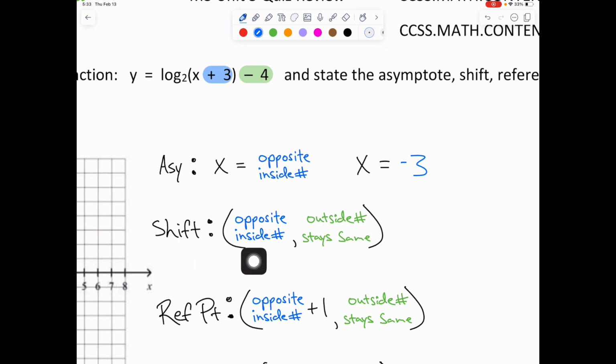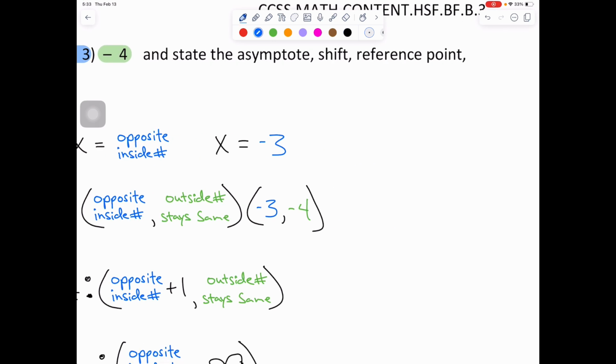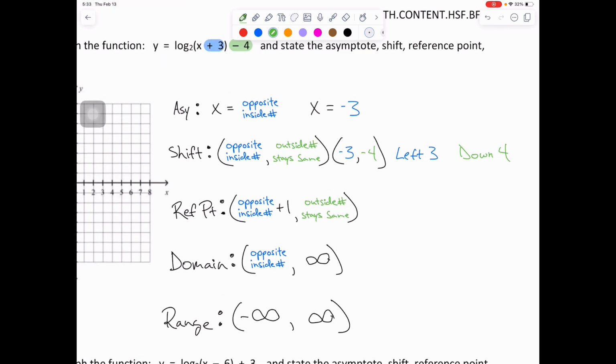Our shift is simply opposite the inside number, and the outside number stays the same. We already did opposite the inside number, which gives us a negative 3. The outside number stays the exact same at negative 4, but it also wants the directional sense of it. Well, it's going to go to the left 3 and down 4. Basic, since we've been doing this for a long time.